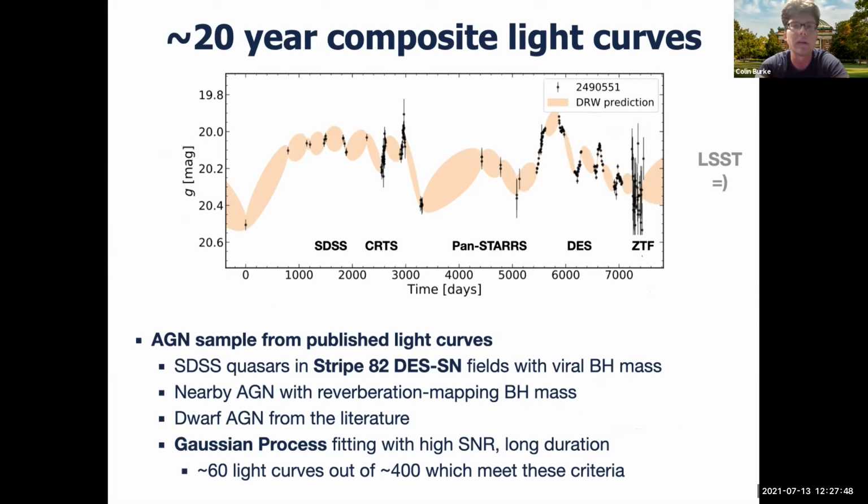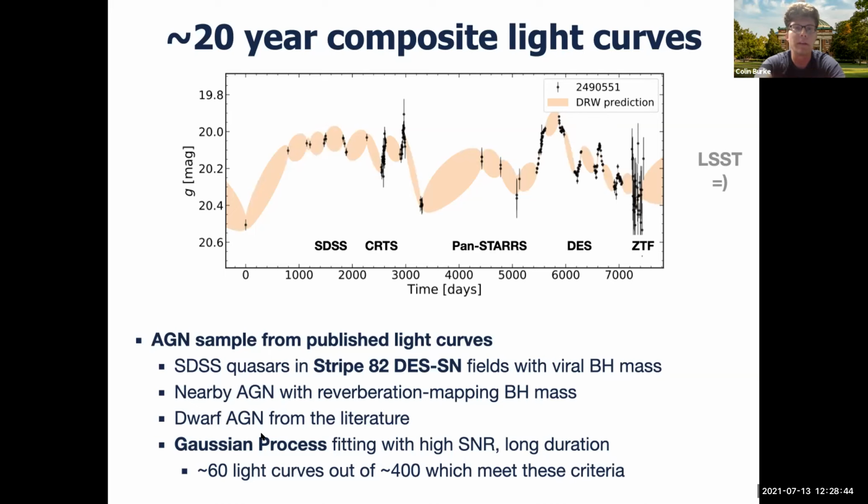And all of our sample as well have broad-line black hole masses from spectra. We have supplemented this with individual reverberation mapping light curves, and dwarf AGNs from the literature using ZTF. And since we would expect dwarf AGNs to have more rapid variability, as in the NGC 4395 example, thankfully for these sources, we don't need a 20-year-long light curve. Only a few years is good enough.